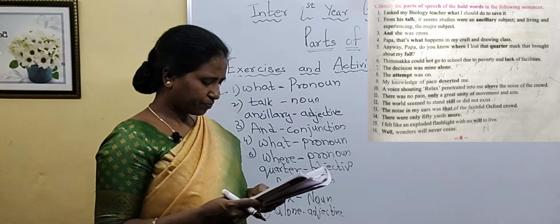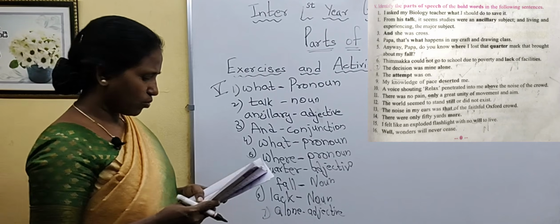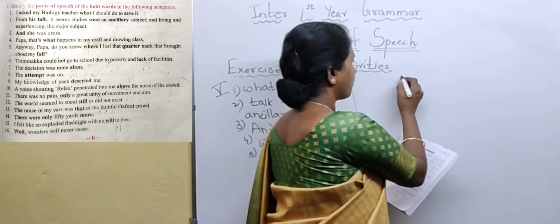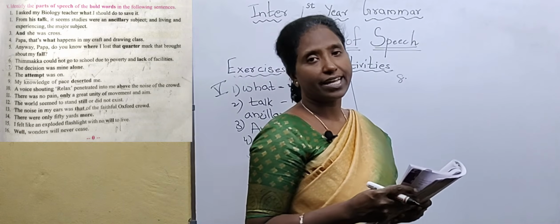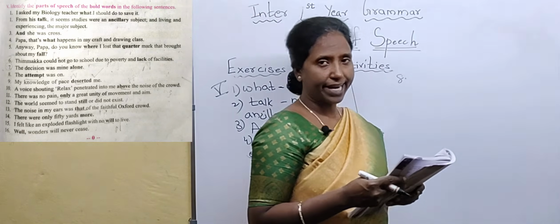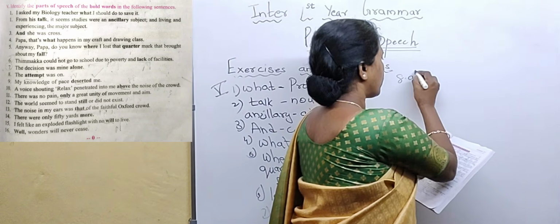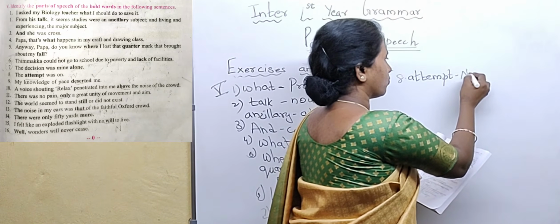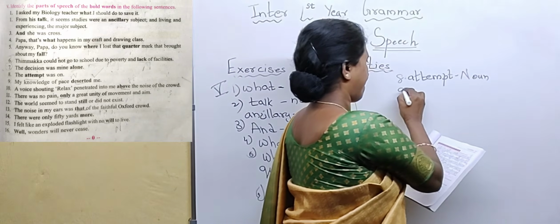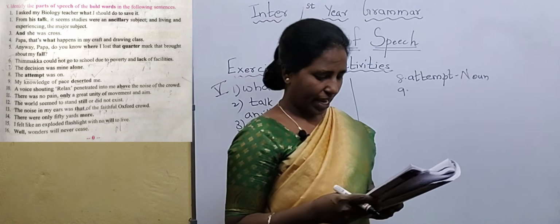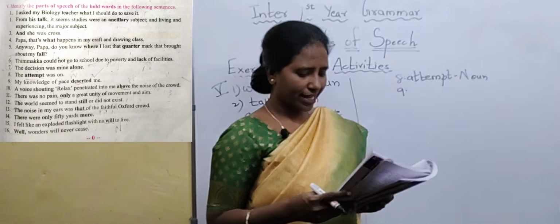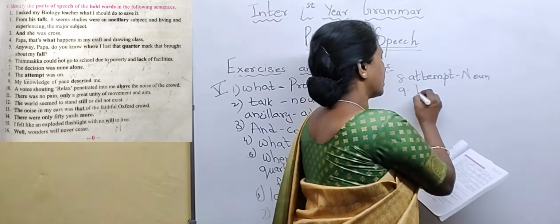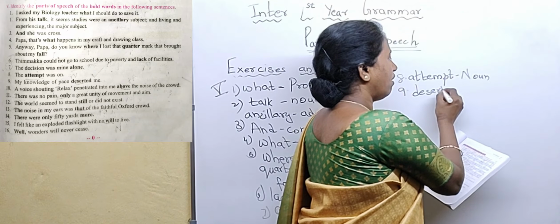Mine alone. And then the attempt was on. Attempt means trial. Eighth one, attempt means trial. Attempt is a noun. On to the ninth one. My knowledge of pace deserted me. Deserted means left me. Deserted is a verb.